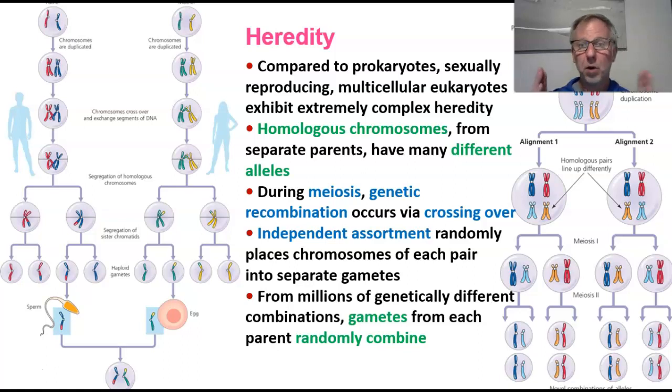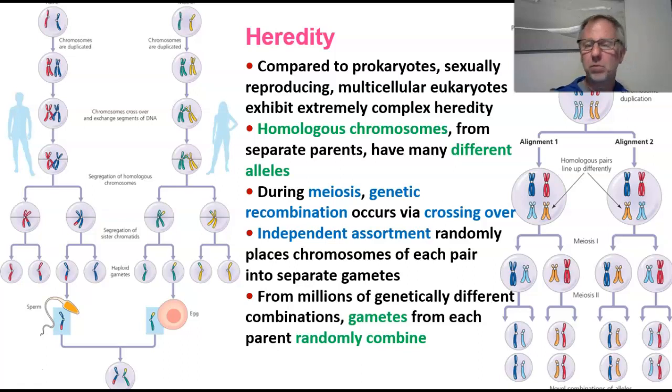Of course, we have homologous chromosomes, or pairs of chromosomes from separate parents. Each parent is giving us a subset of their own alleles, and so we have many different alleles to choose from different parents. That's a major component of eukaryotic heredity: we're getting chromosomes from different parents, and these different parents have many different alleles. Prokaryotes do not do that.